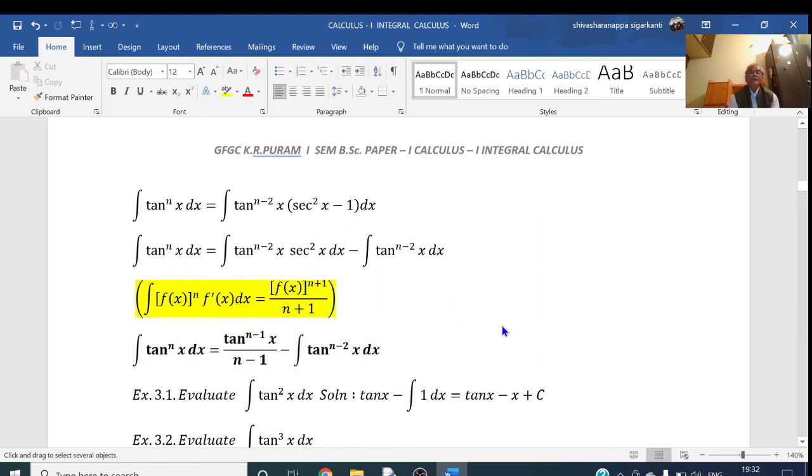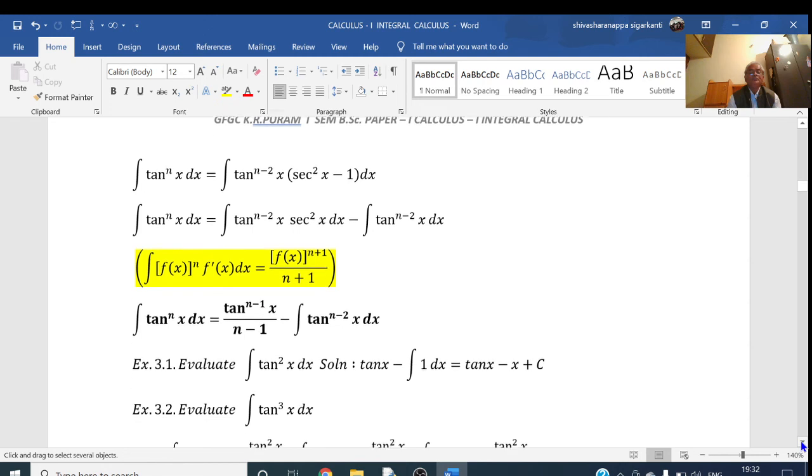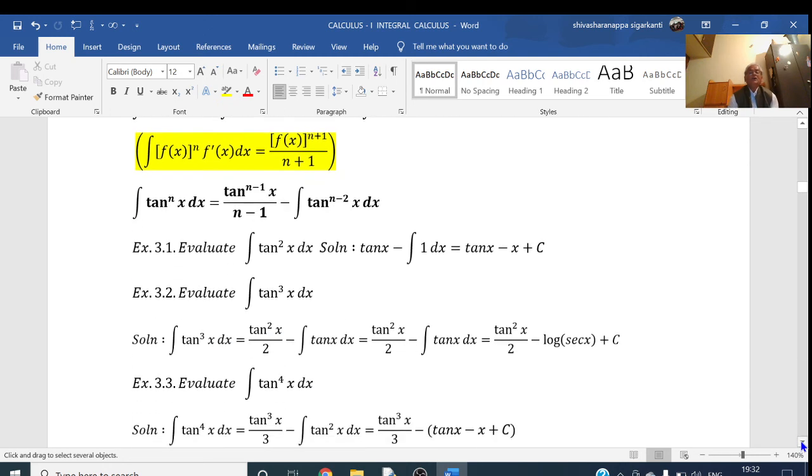So here also we will solve some examples. We find the integration of tan to the power of something. First I will go for tan square x dx.